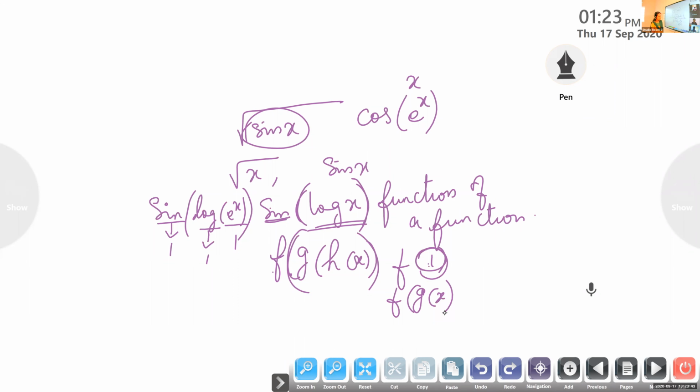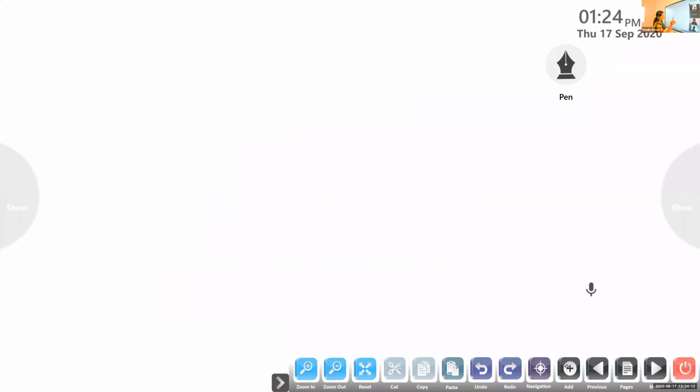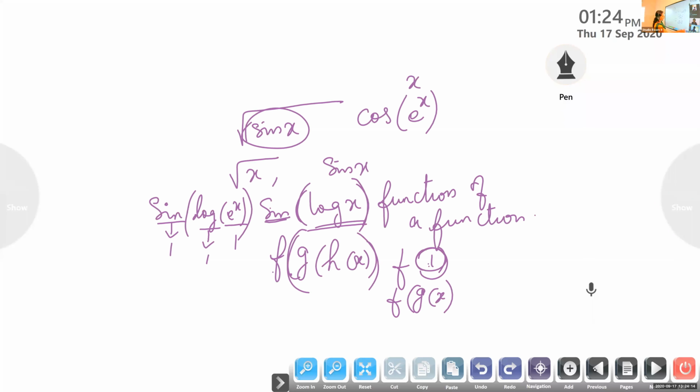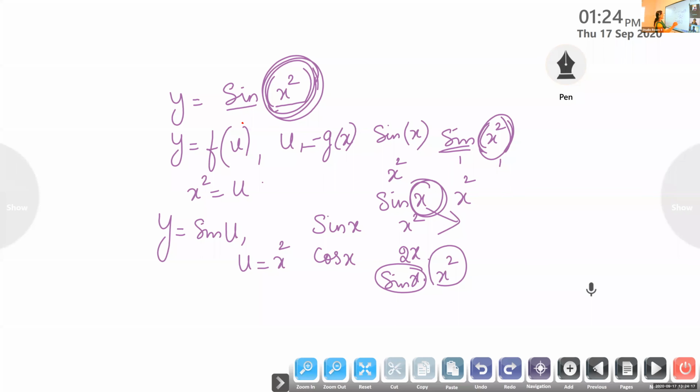Within the function, you are getting another function. Here, sine x we know, but instead of x we are using log of e raised to x. Log x we know, but instead of x again we are using e raised to x. So as an argument, we are using a function. We call this function of function. Now let's learn how to find the derivatives of function of function. It's an easy one. First, you have to identify how many functions are there.